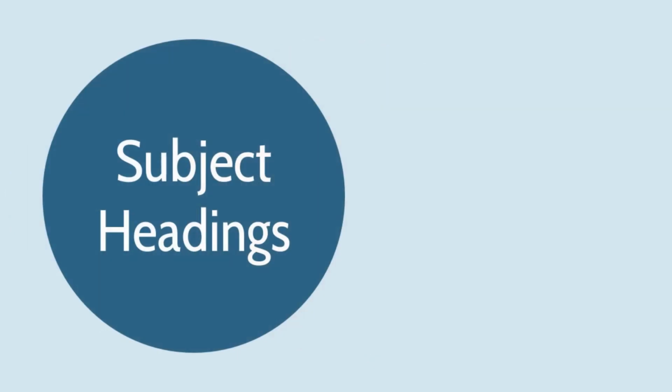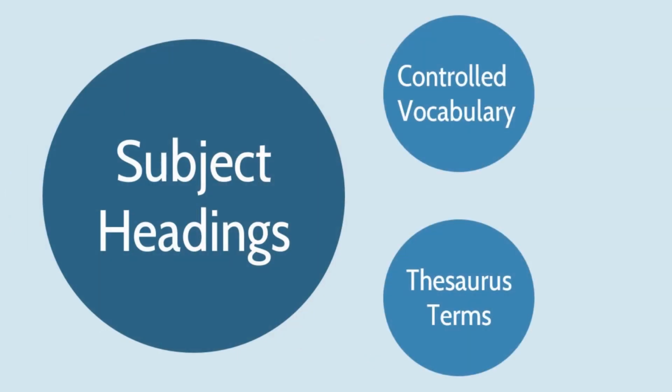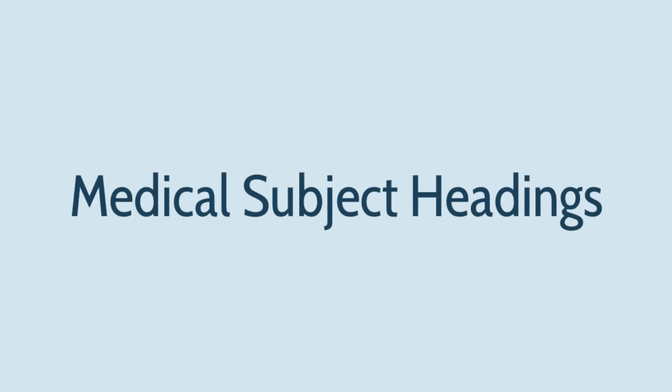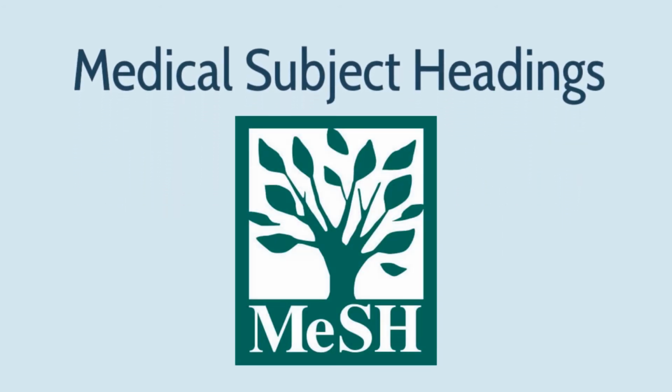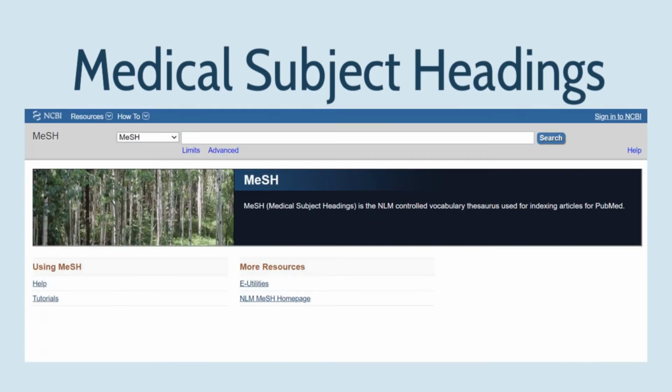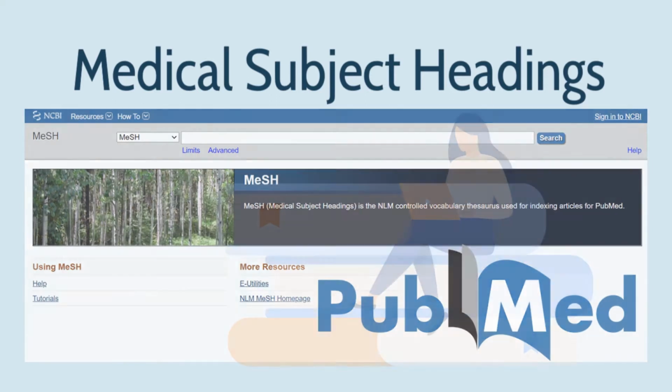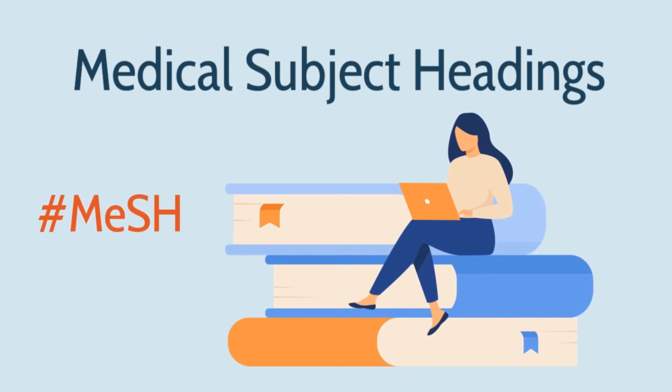Subject headings, also called controlled vocabulary or thesaurus terms, are words or phrases that are selected by subject experts to represent specific concepts. There are subject headings for every academic discipline, but we're going to focus on the medical subject headings, also called MeSH. MeSH are created and maintained by the National Library of Medicine. They have their own database, and they're used in many other databases like PubMed to help group together literature about the same topic. Think of subject headings like hashtags on social media platforms. They help you find literature about your topic that might use terms that are different than those you would use in your own search strategy.